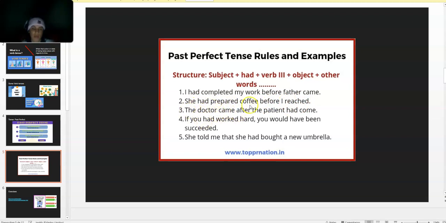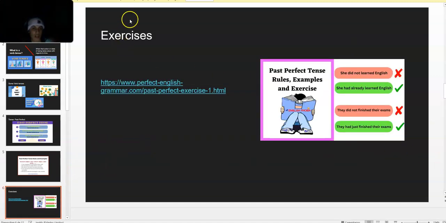The doctor came after the patients had come. If you had worked hard, you would have been successful. She told me that she had bought a new umbrella. And this is one exercise that it's important to do: take a screenshot and send it to my email.